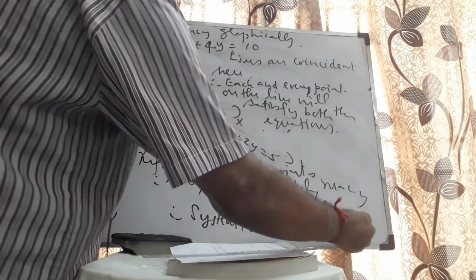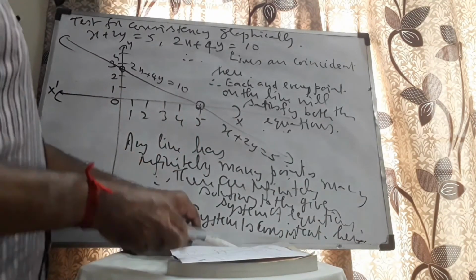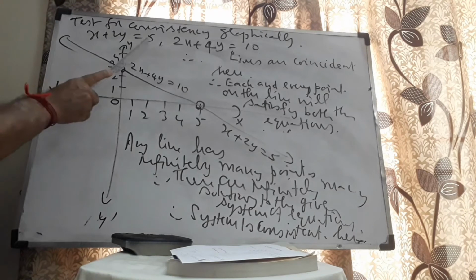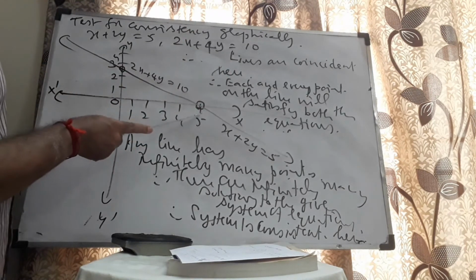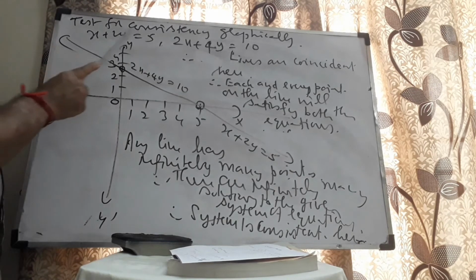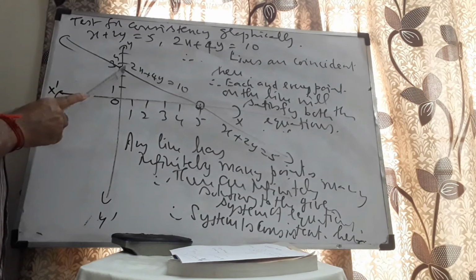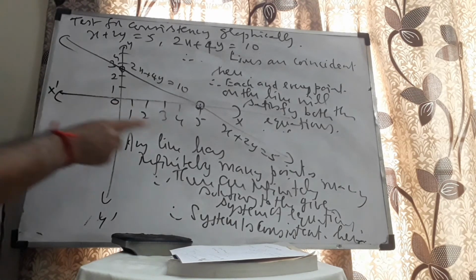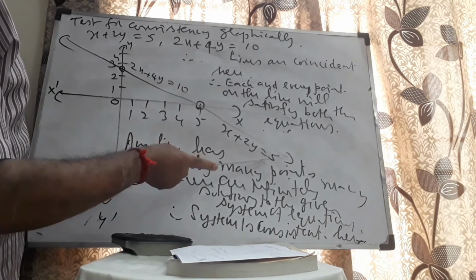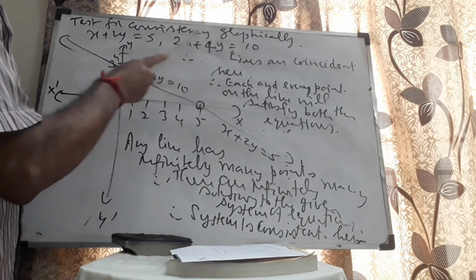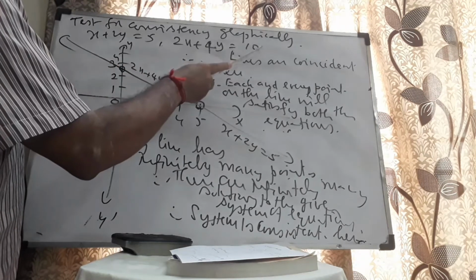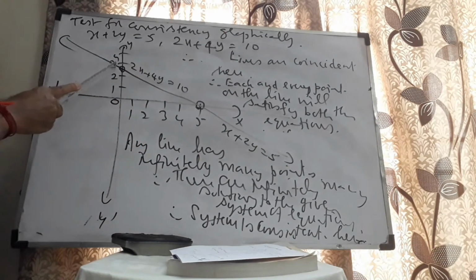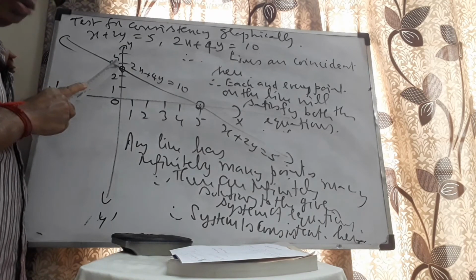Okay, let me just explain once again. These are the two equations given: x plus 2y is equal to 5, 2x plus 4y is equal to 10. Put y equal to 0, x is 5, passes through 5, 0. Put x equal to 0, 5 by 2 is 2.5, passes through 0, 2.5. Join these 2 points. I'll get the line x plus 2y is equal to 5. Here put y equal to 0, x is 5, again 5. Put x equal to 0, 10 by 4 is same as 5 by 2, which is 2.5. It passes through 0, 2.5.